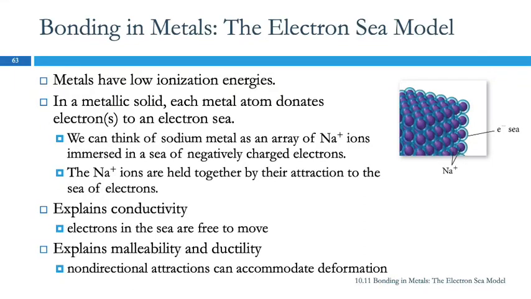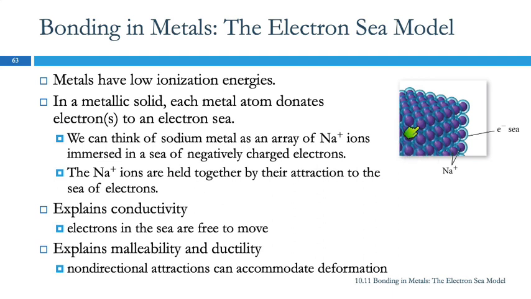We talked about ionic bonds and covalent bonds, and the last kind of bonding we need to talk about is metals. So we learned earlier that metals have low ionization energies, meaning it's fairly easy to pull an electron off of them. So what happens in a metallic solid is each of the metal atoms donates one or more electrons to the electron sea, the ocean or pool of electrons.